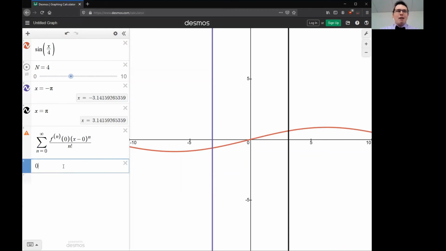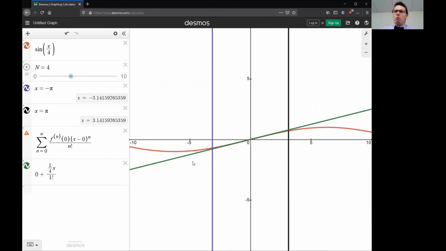Then I'm going to add on the linear term. The linear term uses the first derivative, which I know is cosine of x over 4 times a quarter. I wrote that earlier, but I've since erased that. Cosine of 0 is equal to 1, so my coefficient here will be 1/4 times x to the power 1. And I'm supposed to divide by 1 factorial, which I already know is 1, but there's the formula. So this is my degree 1 Taylor polynomial.